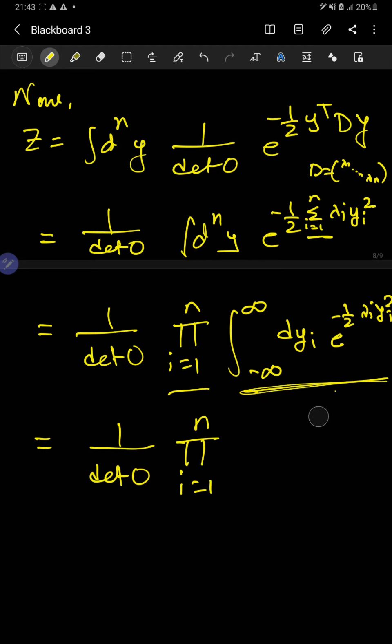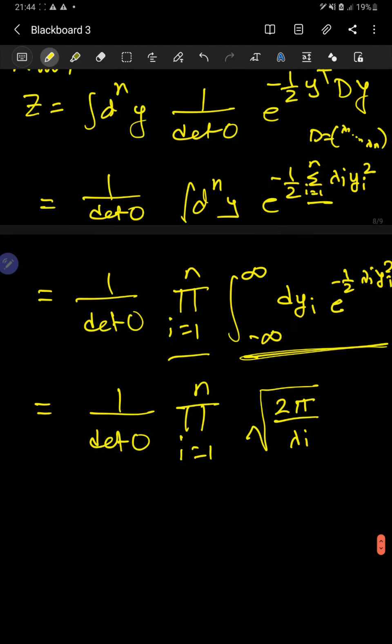So you can evaluate each of them separately, and you will arrive at something like this. If you're confused how we arrived here, try doing this Gaussian integral first. If you do this Gaussian integral, you will get 2 pi over lambda_1. So if you have n of these, you will have n of these multiplied.